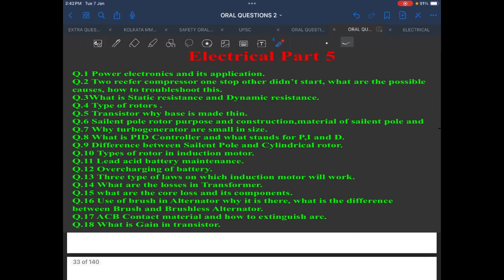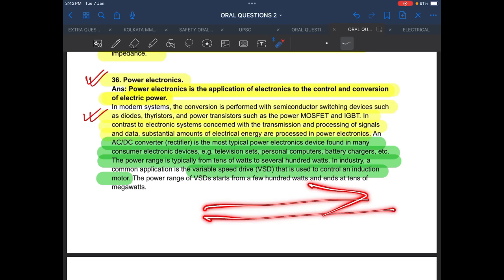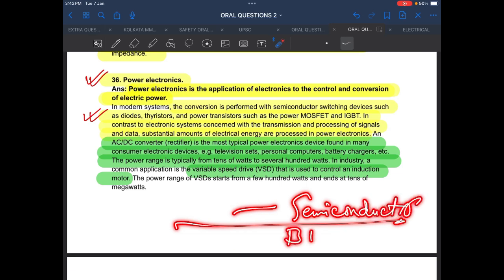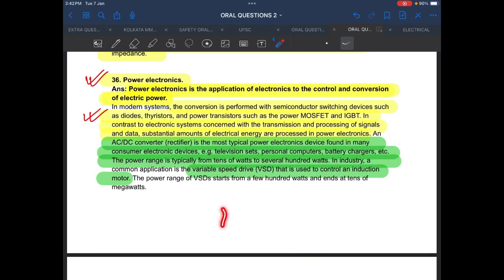Come to the next question, that is power electronics. What is power electronics? Electronics is a branch of semiconductor where we are using very small chips, small devices to control the current, to amplify the signal, to communicate between the transmitter and receiver with the help of semiconductor.